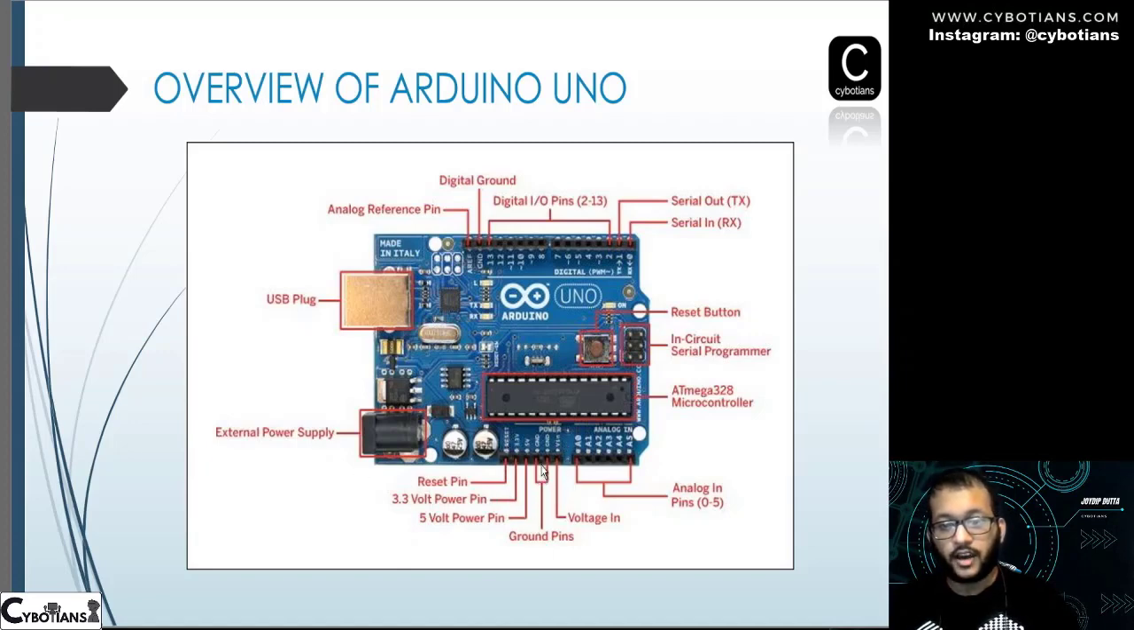Here you will find the ground and VIN. Through the VIN pin you can input the voltage externally to this board. So you can power this board in two ways. One is this barrel jack, and number two is this VIN pin that will allow you to power this entire board.